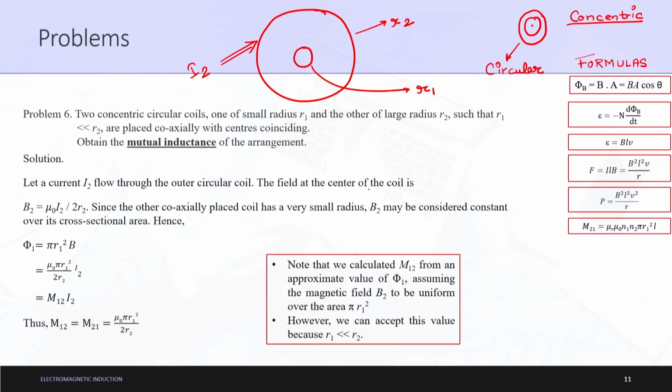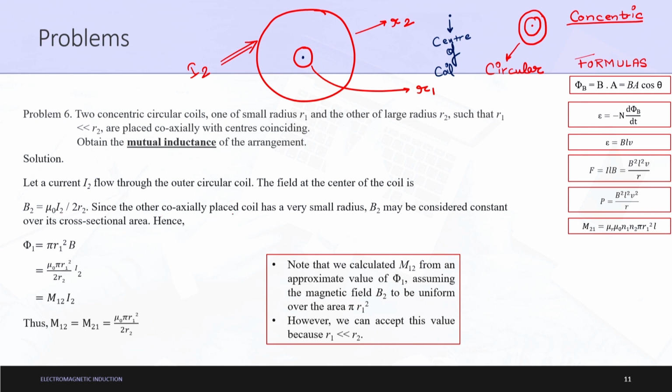The field at the center of the coil, this is the center of the coil, is B2 equal to mu naught I2 upon 2R2. This is nothing but the concept we talked about in the last lecture, when we were deriving the concept of mutual inductance. So B2 is equal to mu naught I2 upon 2R2.